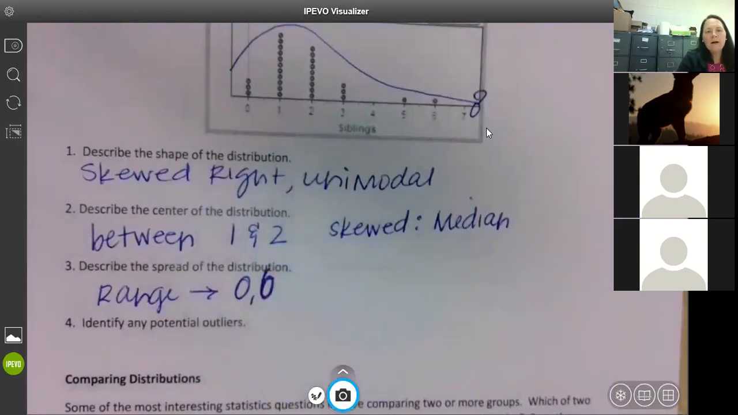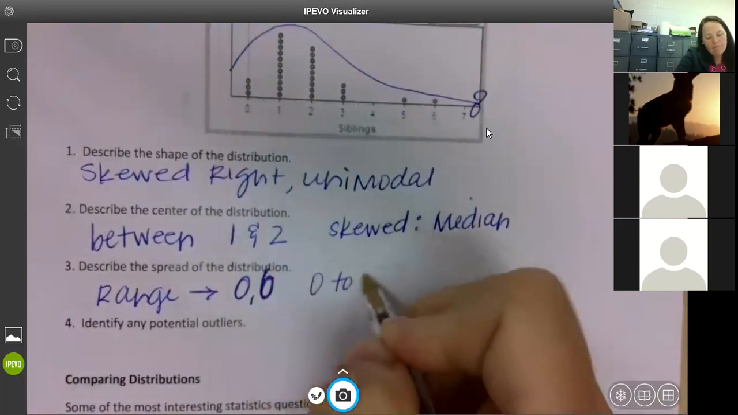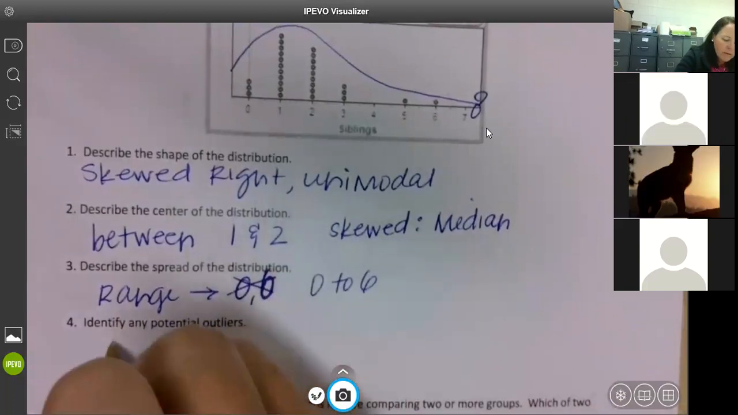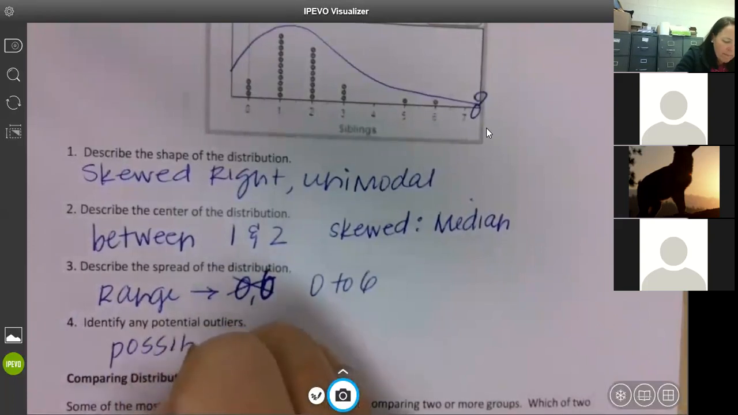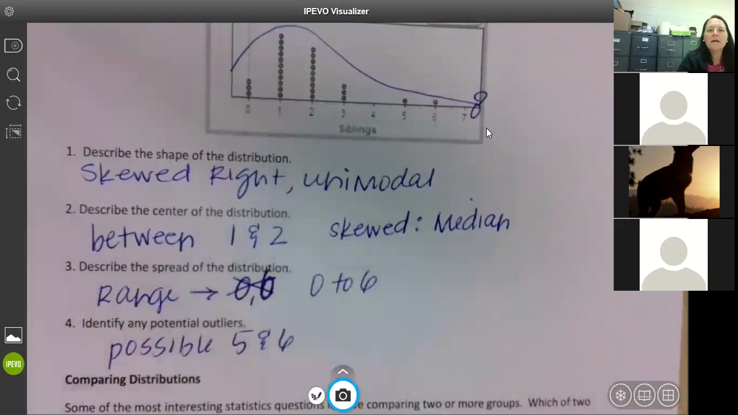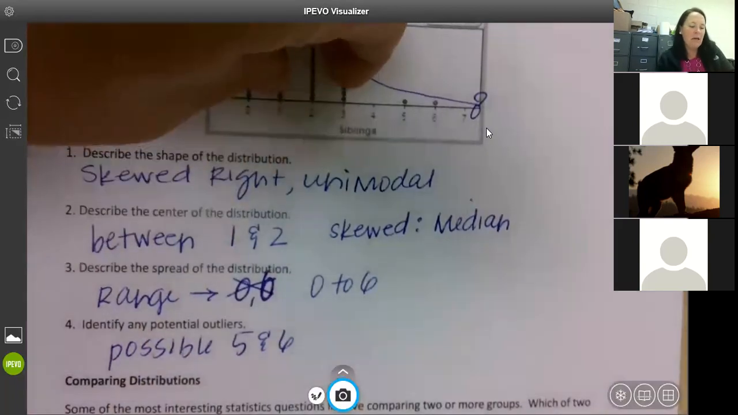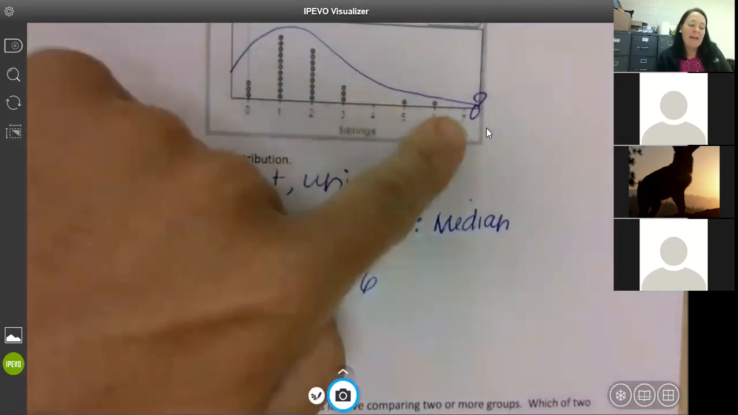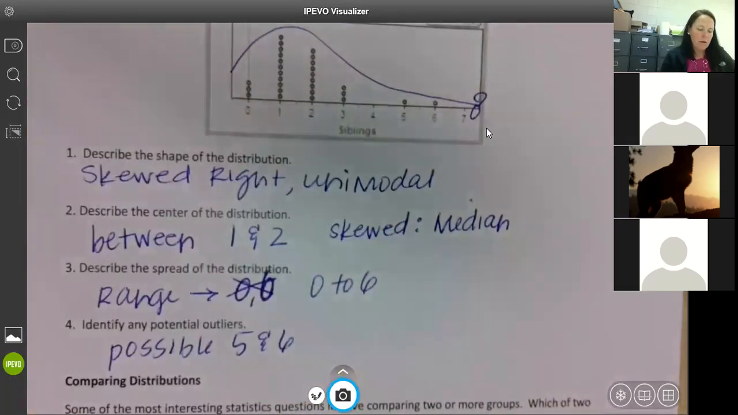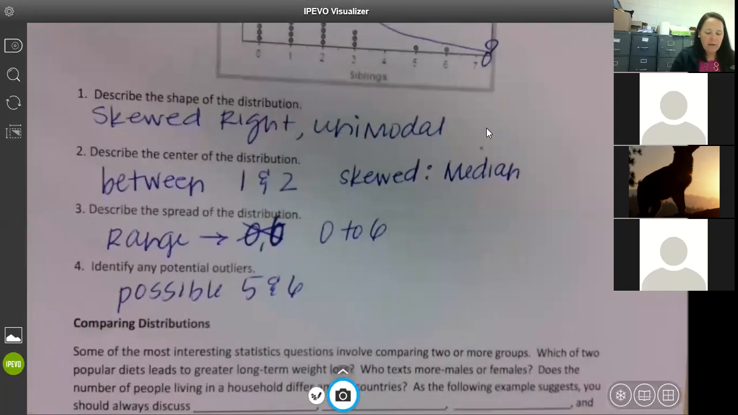What are your potential outliers? 5 and 6. Wait, how are y'all finding the outliers again? Which ones are far away from the actual data? So this is a big clump of data. Yeah. It makes a tail. These are always going to be possible outliers. Oh, okay. Gotcha.